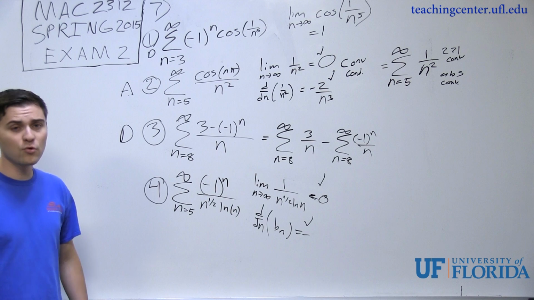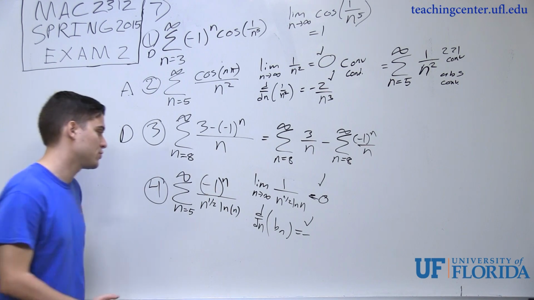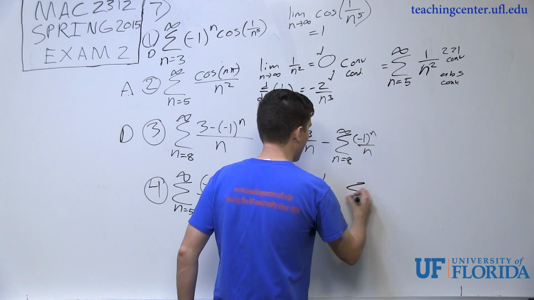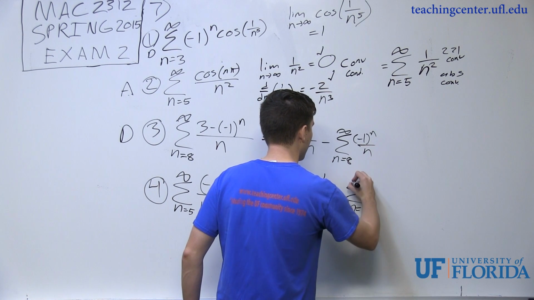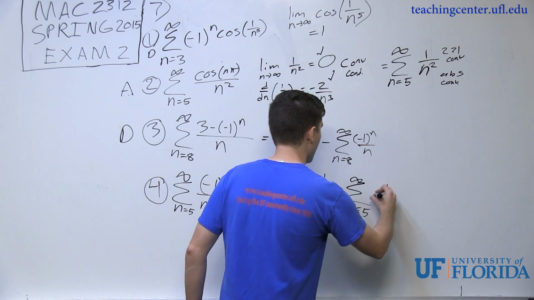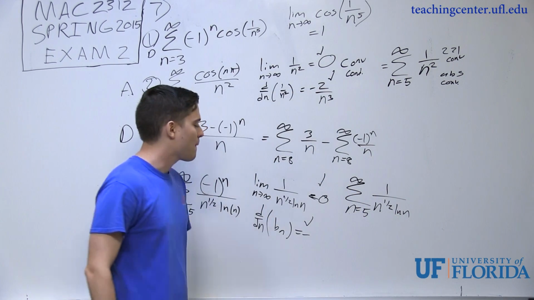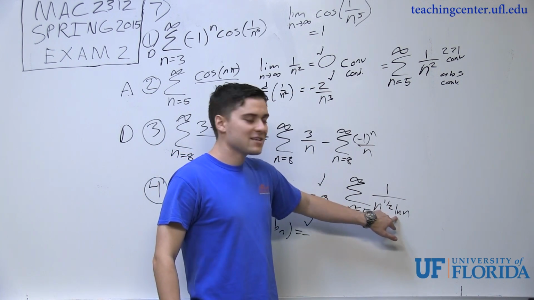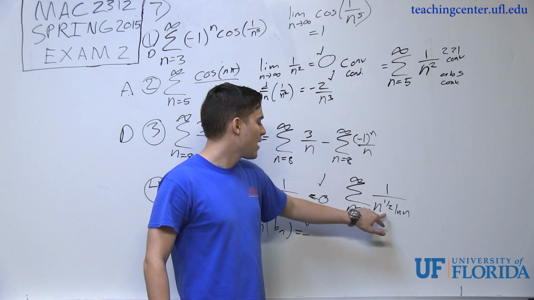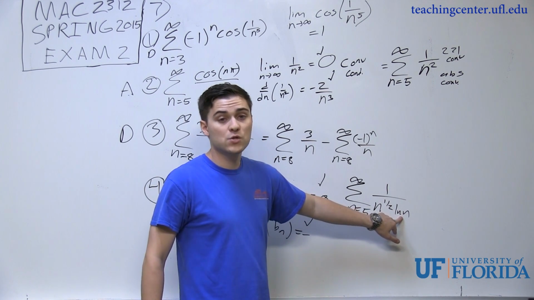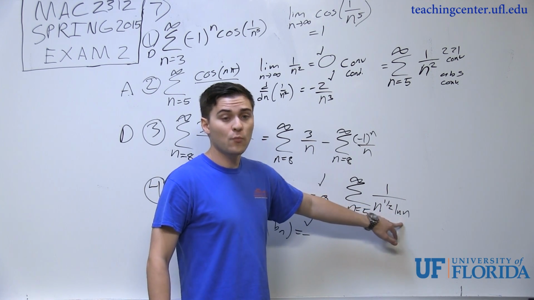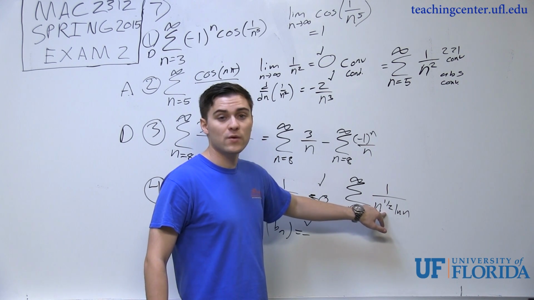However, I still need to prove if it's going to be absolutely convergent or not. So by taking the absolute value of this, I end up with the sum from n equals 5 to infinity of 1 over n to the 1/2 natural log of n. Now, n is the dominant term on the bottom here. I know that n to any power will always grow faster than natural log of n. So what I'm really interested in is what this n is going to do.